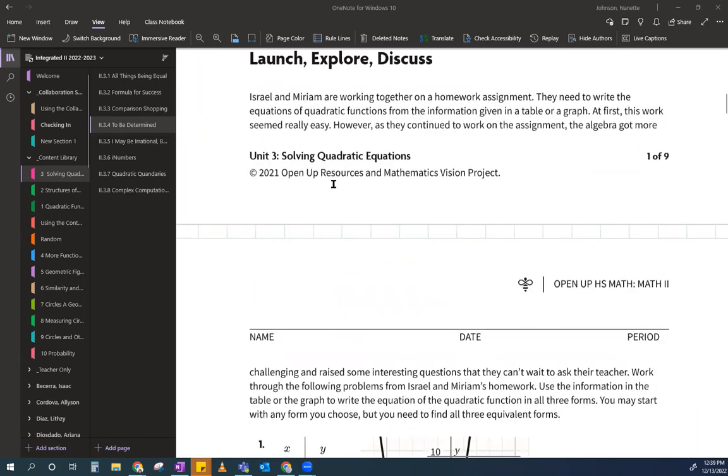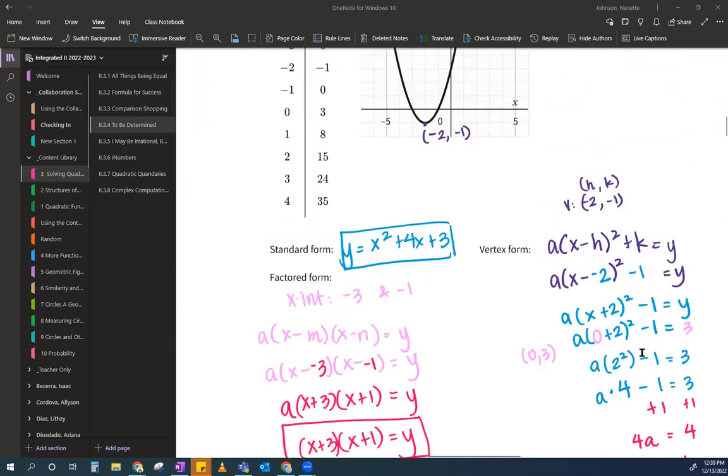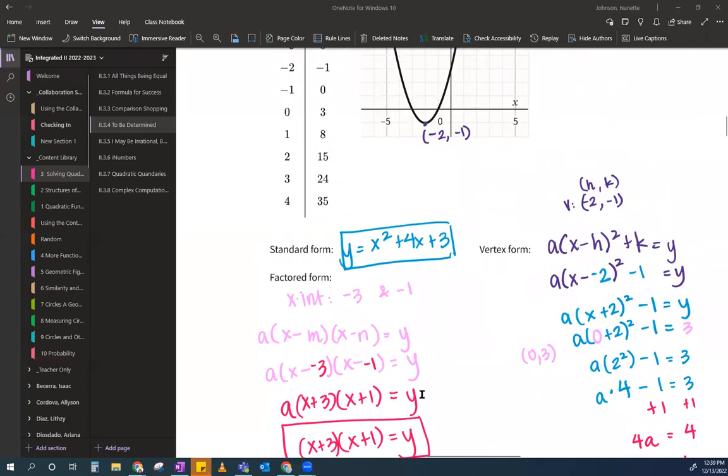Okay, so we already did a couple of these. If you remember, here we got it in vertex form by grabbing the vertex, right? Here we got it in factored form. What do you need in order to build factored form? You guys remember? How did we build this right here?